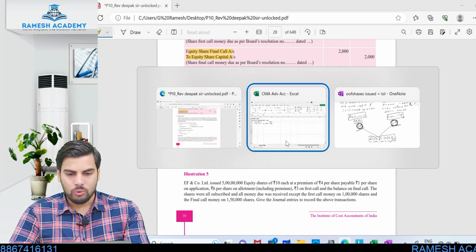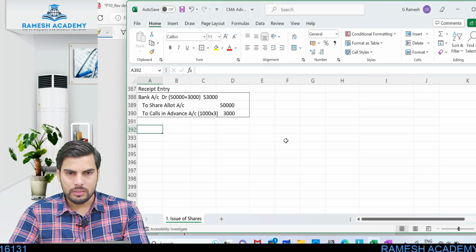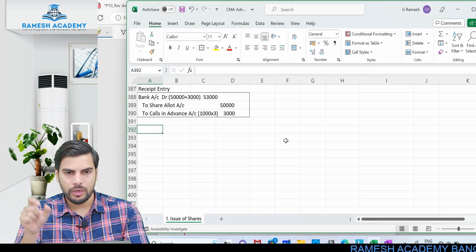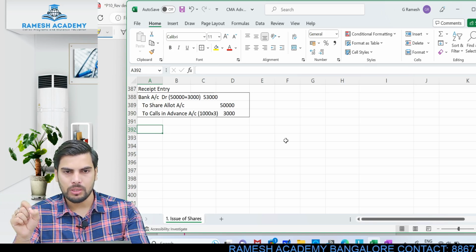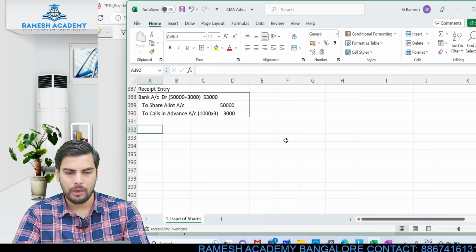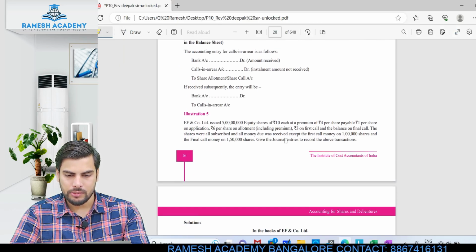If you just go through these journal entries we discussed, more than sufficient, guys. Calls in arrears we need to debit, calls in advance we need to credit, and when exactly are we supposed to debit and credit these two things? While passing the receipt entry. If you remember this much, more than sufficient. So fine, let's have a look at illustration number 5 now.